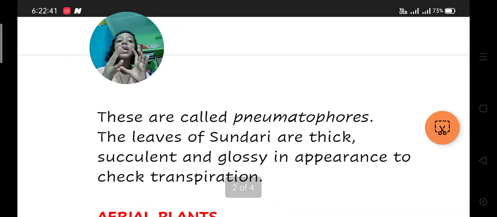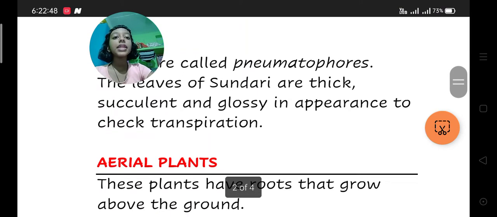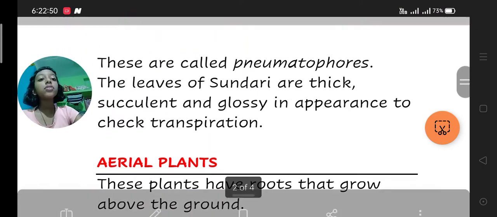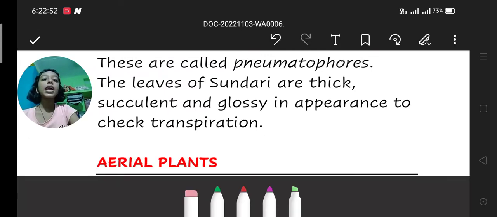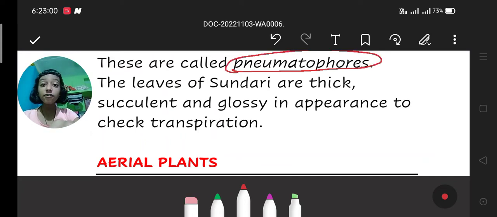Now these plants are known as pneumatophores. Pneumatophores. Remember this word, that this is pneumatophores. These types of trees are known as pneumatophores.